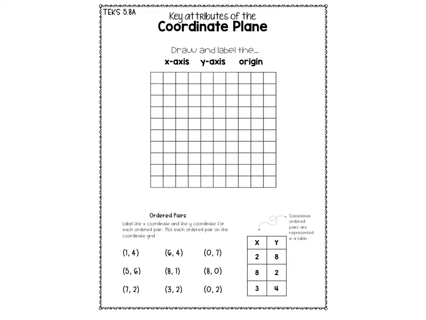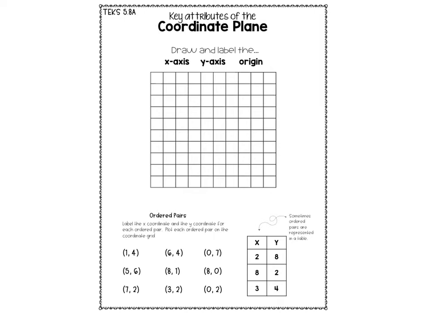Alright guys, today we're going to work on 5.8a. 5.8a is describing key attributes of the coordinate plane, including axes and the origin. Alright, so to begin with, we have a coordinate plane here. Our coordinate plane is this entire square right here.